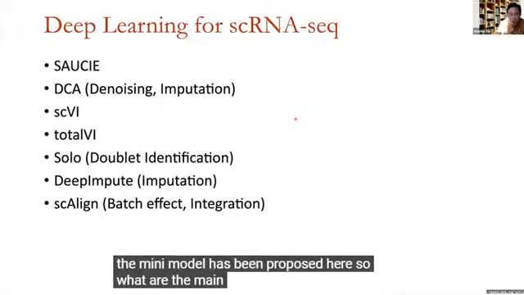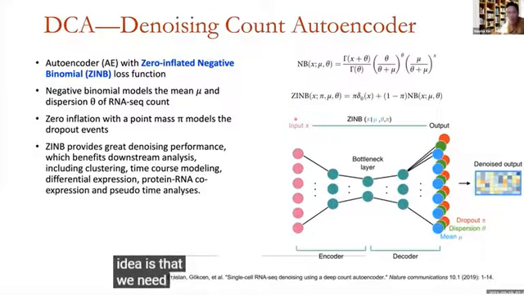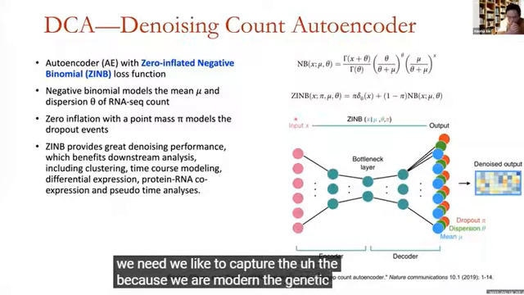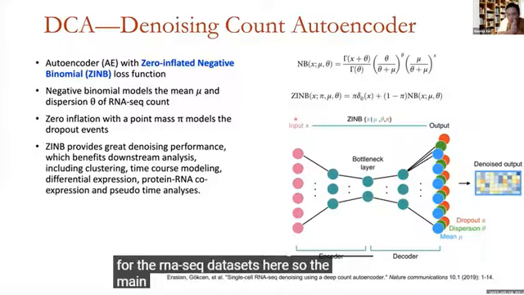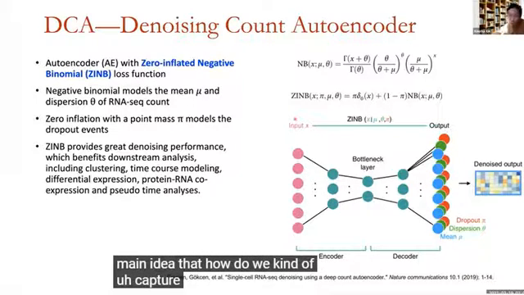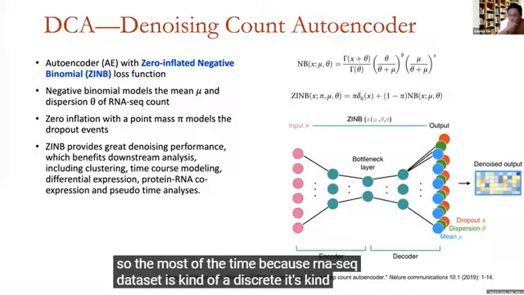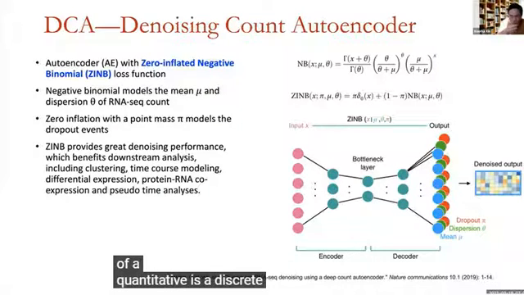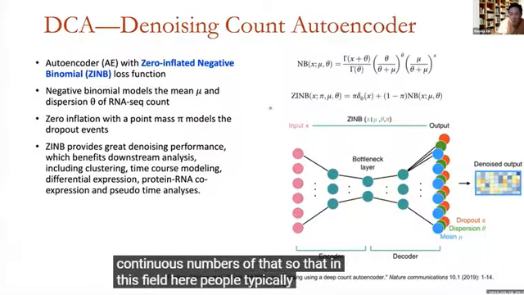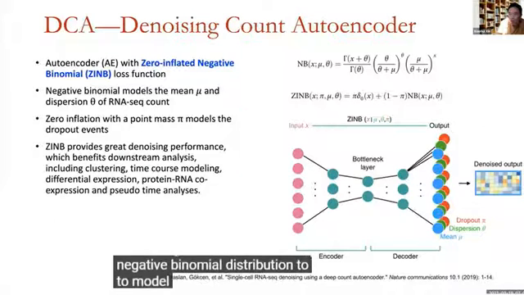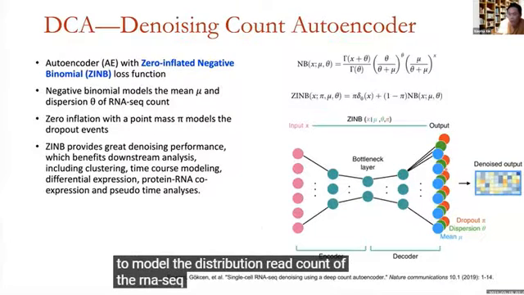So what are the main ideas here? The main idea is that we like to capture the characteristics of the RNA-seq data sets, because we are modeling a generative model for them. Most of the time, an RNA-seq data set is quantitative and discrete, not continuous numbers. So in this field, people typically use something called a zero-inflated negative binomial distribution to model the distribution of read counts of the RNA-seq data sets.